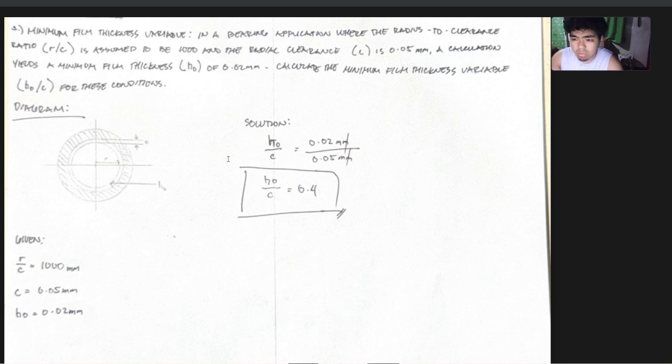So the solution goes straight to it. Since the formula is given, h0 over C, we just substitute 0.02 millimeter over 0.05 millimeter. Cancel the units. So the minimum film thickness variable is equivalent to 0.4.